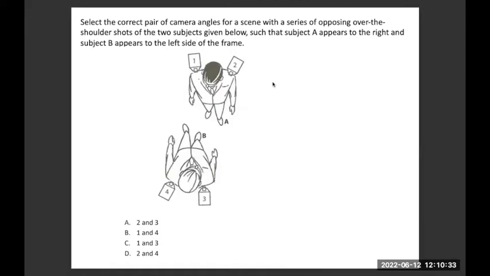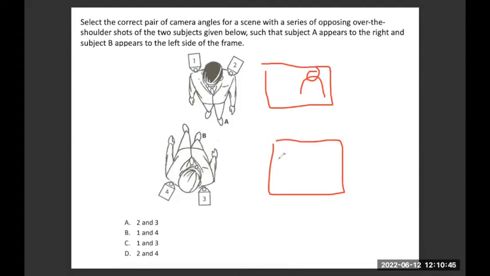So within this, subject A will appear on the right side and subject B will appear on the left side like this. Anybody can guess which are the 2 angles from which this particular kind of position will be seen? For subject B to appear on the left side like this, 1 or 2, which one will come?